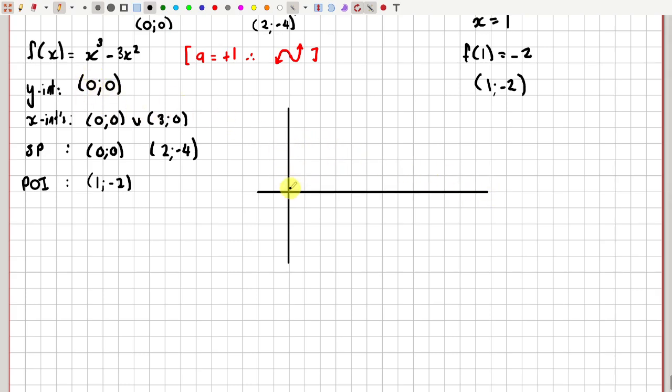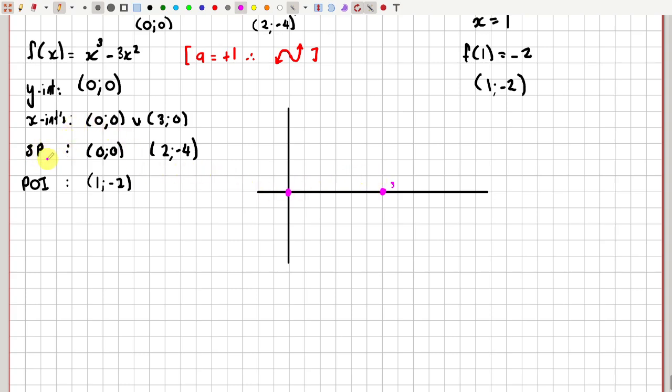We plot our points. There's the y-intercept (0, 0). Then x-intercept (0, 0). Okay, cool. There we go again. And then at (3, 0), so 1, 2, 3. Let's count in twos. 2, 4, 6. So there's (3, 0).